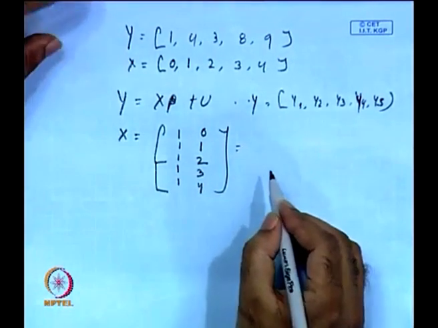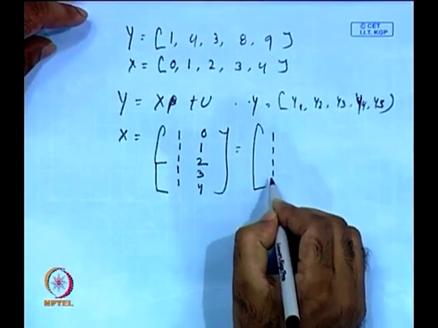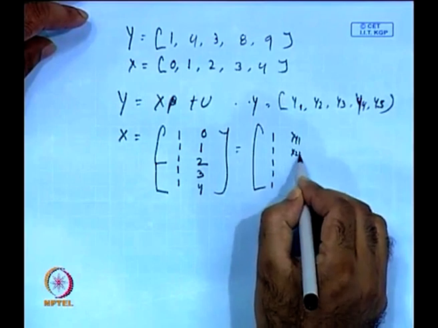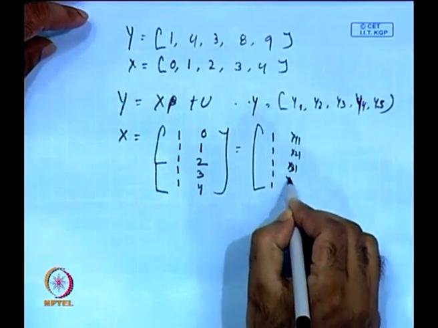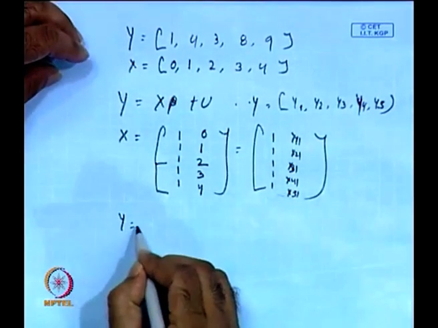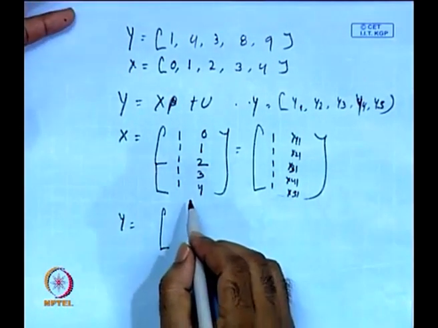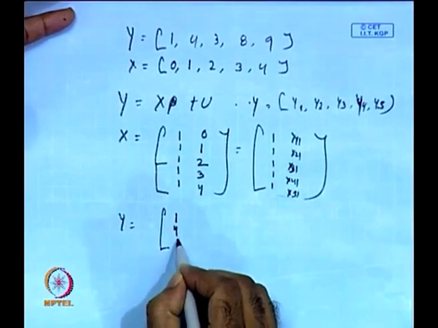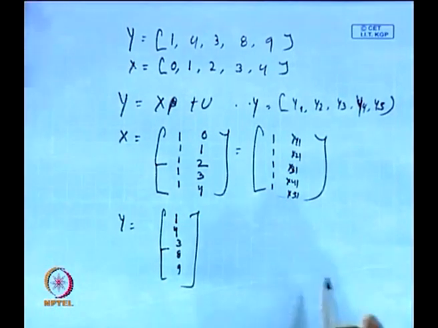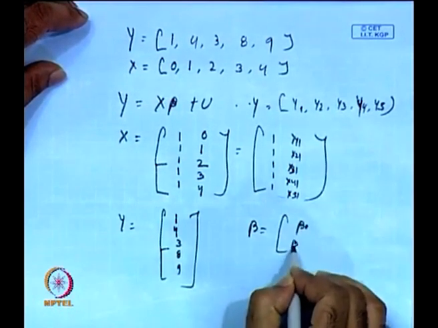That means the structure is like this. The column of 1, 1, 1, 1, 1 is for beta 0. And for beta 1, the samples are x11, x21, x31, x41, x51. So this is x, and similarly y can be represented like this: 1, 4, 3, 8, 9. So this is y. Then we would like to know what beta is. Beta is simply beta 0 and beta 1.